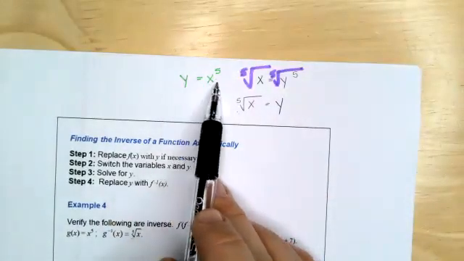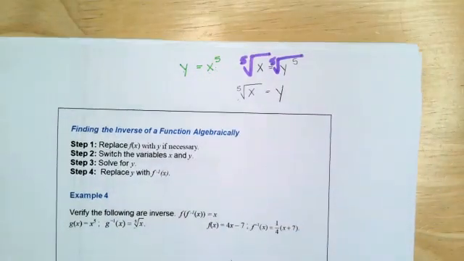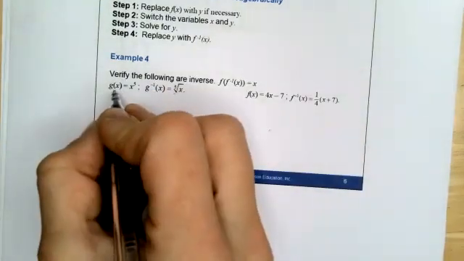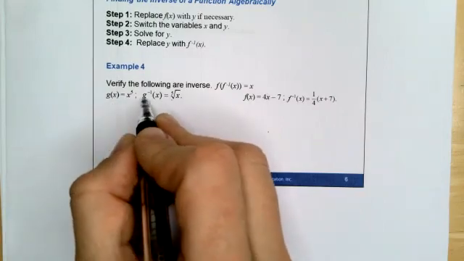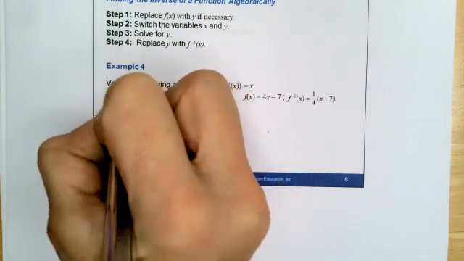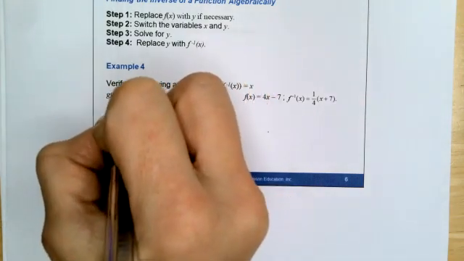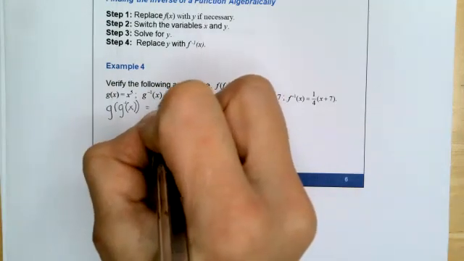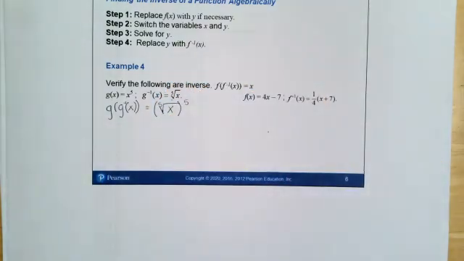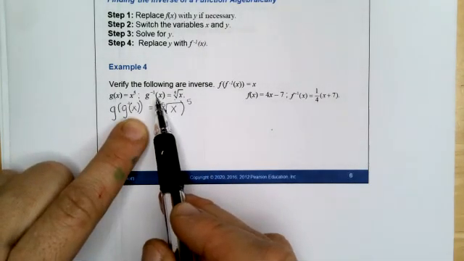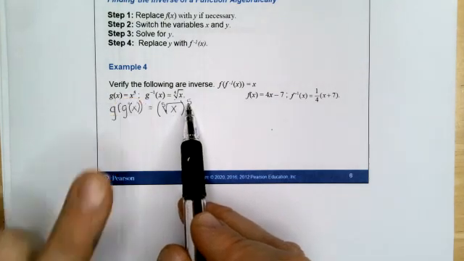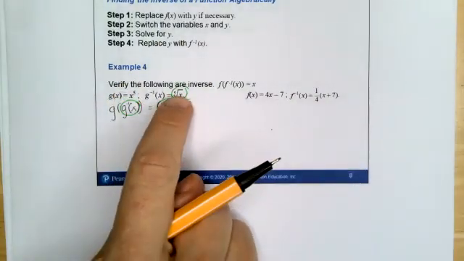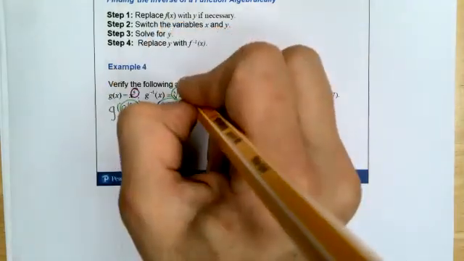Okay, so we know that if we switched these and solved for y, we would get the fifth root of x. But now we need to prove it, and we're going to prove it by doing the same thing we did on Friday, which is take the composition of g of x and the inverse of g of x. So if g of x is x to the fifth, the inverse of g of x is the fifth root of x raised to the fifth, right? I put in the inverse for x, left everything else the same, right? I replaced x with the fifth root of x, but I left that the same.